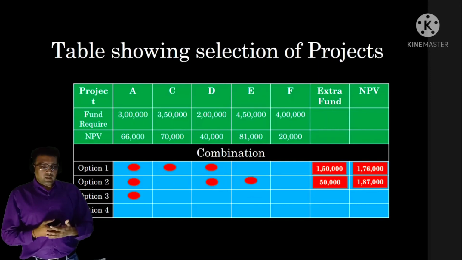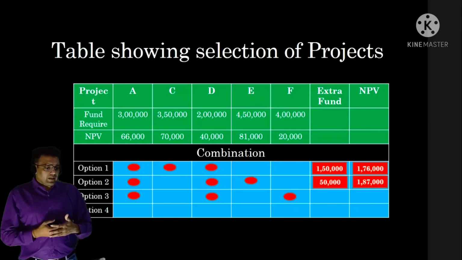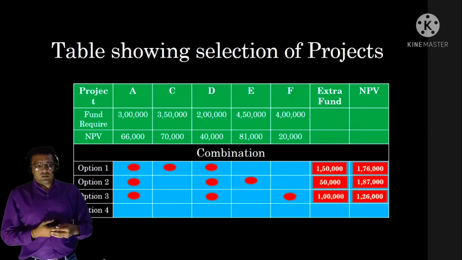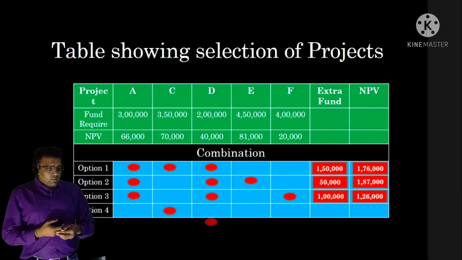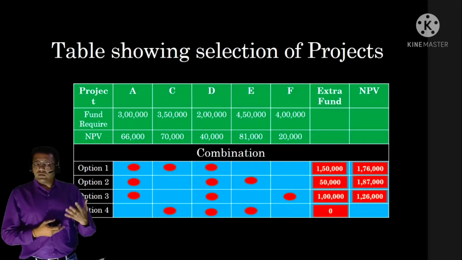Option 3, again I am selecting A, project C I am selecting, so 5 lakh rupees, and this time I am trying to use project F. So out of 10 I have used 9 lakh, so 1 lakh rupees is extra fund, and the total NPV generated is 1,26,000. And in option 4, the fourth alternative, again from these 5 best projects I can select combinations. Project C, if I select it, I use 3,50,000 out of 10. Project D I am selecting, so I am using 5,50,000, and if I select project E, all 10 lakh rupees are used, so the extra fund I am left with is 0, and the total NPV generated by the selected 3 projects, C, D, E, is 1,91,000.